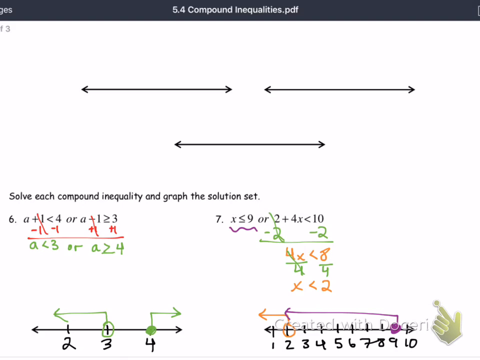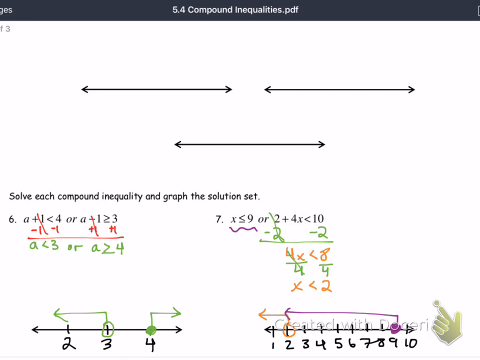Here are the answers for example 6 and 7. The first one here, they're going away from each other, so you'll notice that it is an or statement. In number 7, it's another overlap one where they're going in the same direction, so the true answer is actually x is less than or equal to 9, since x could be all of those numbers included in the purple and the yellow.